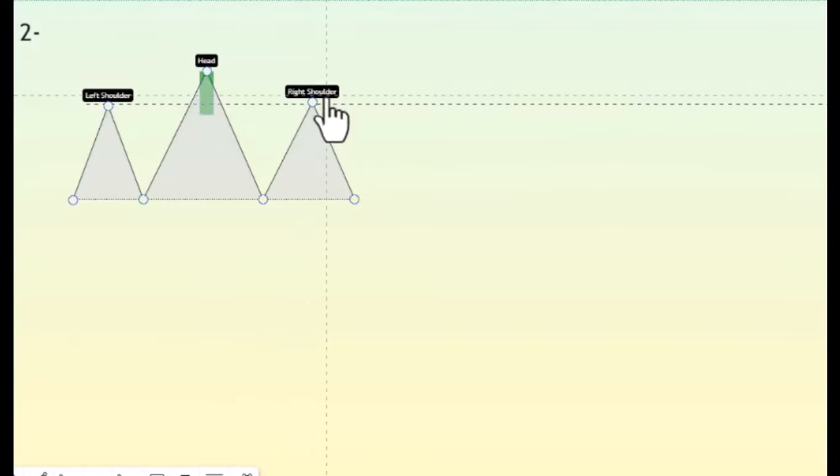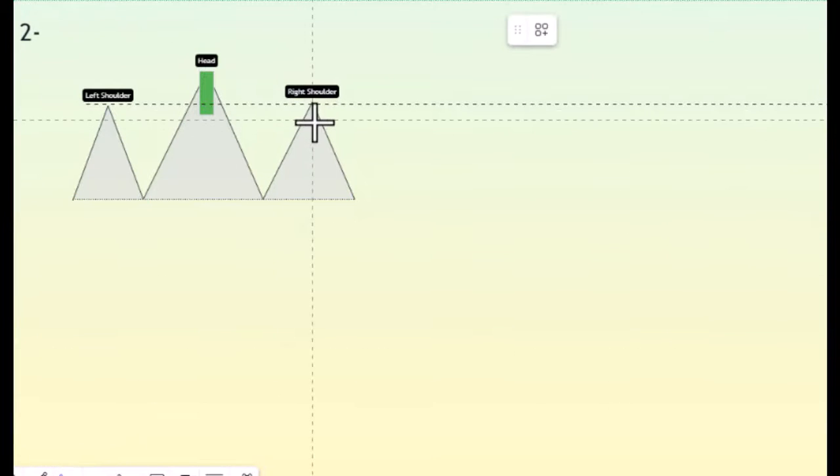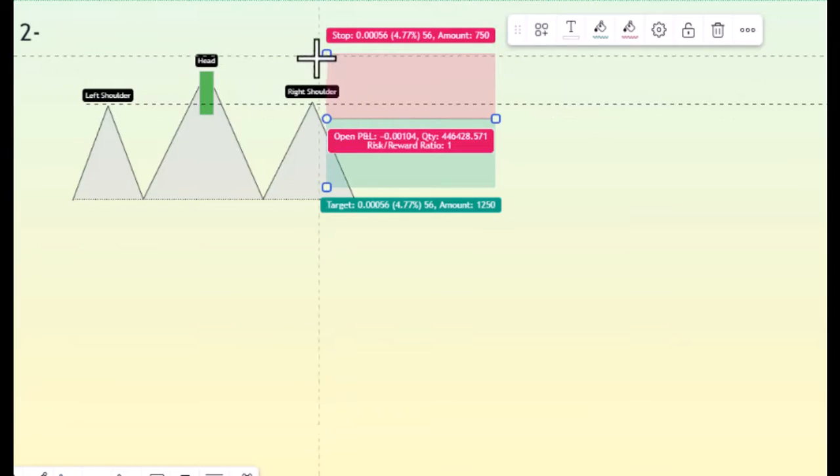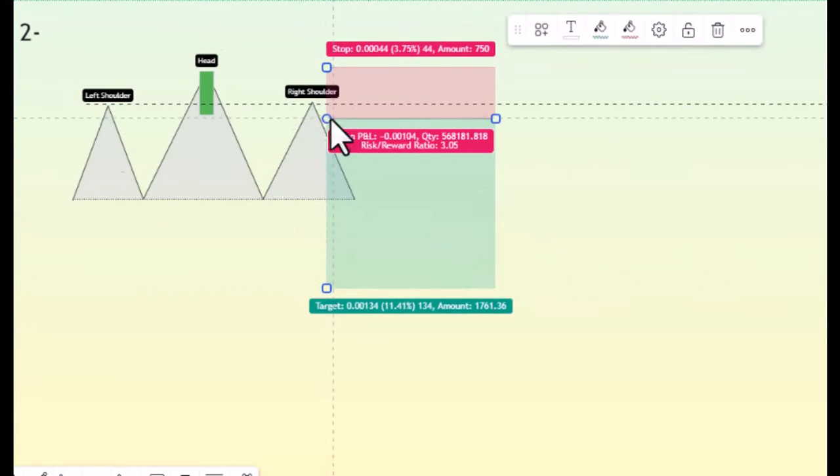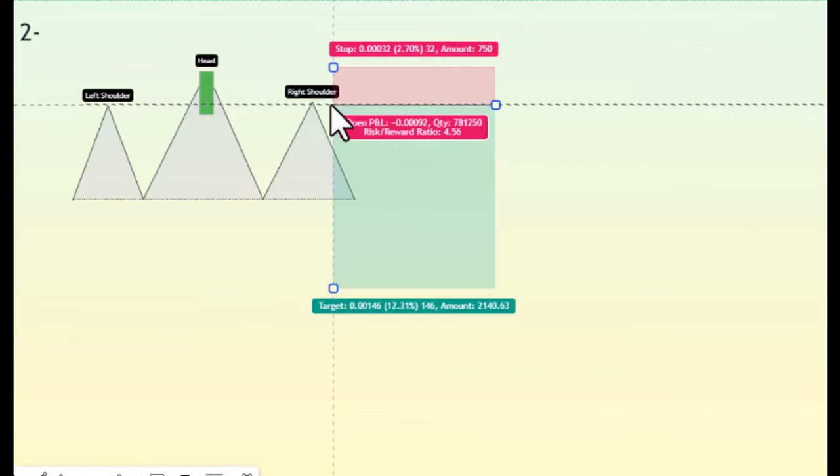Or we wait for this range to be confirmed, and then when the right shoulder is formed, we can enter our entry point. The stop loss is placed behind the hunt candle, and the TP is the size of the head height like the previous example.